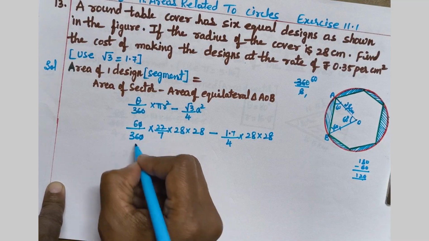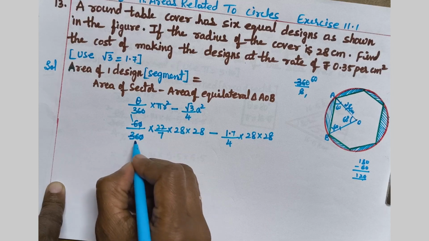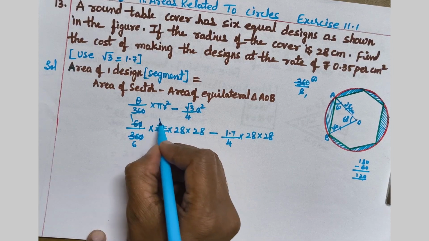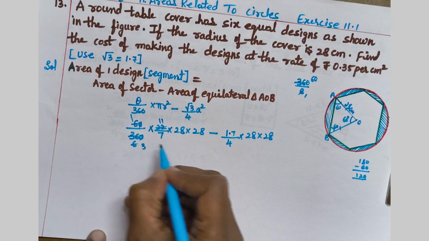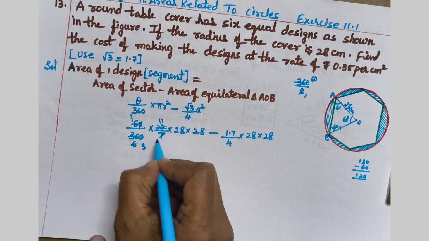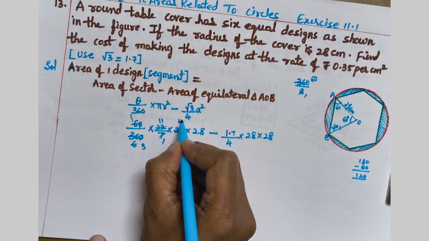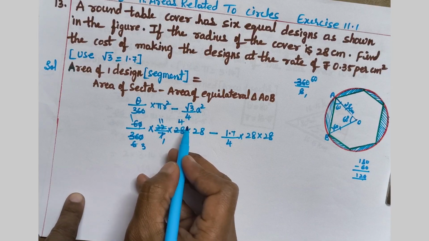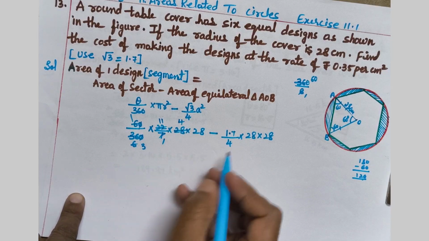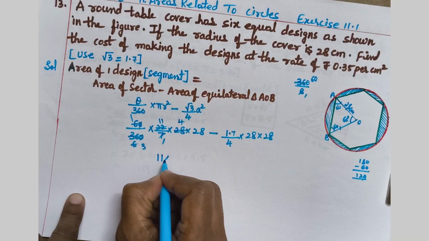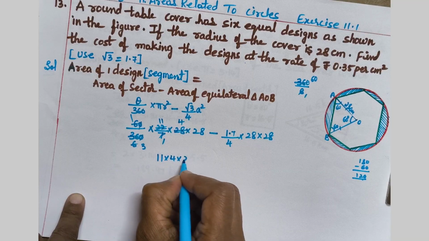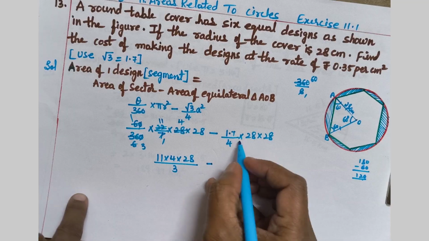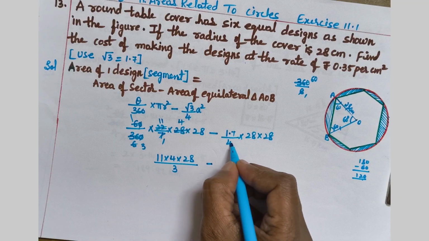Now see, 0 0 cancel, 6 1s are 6, 6 1s are 6. Okay. Next see here, 2 11s are 22, 2 3s are 6. Anything remain? 7 1s are 7, 7 4s are 28. Okay, now see here 11 into 4 into, again anything chance? No. So what is remain? 11 into 4 into 28 divided by 3 remain, minus here, any chance?